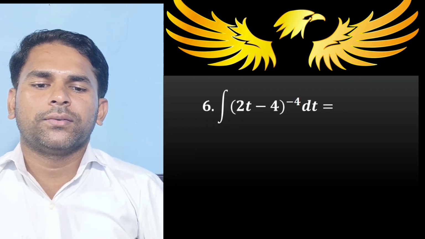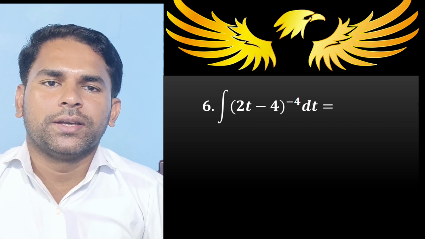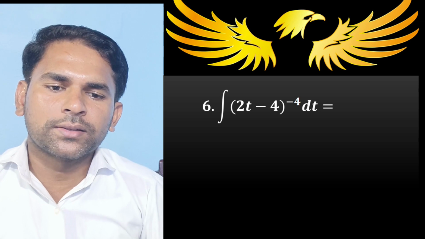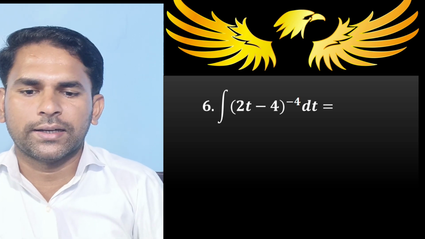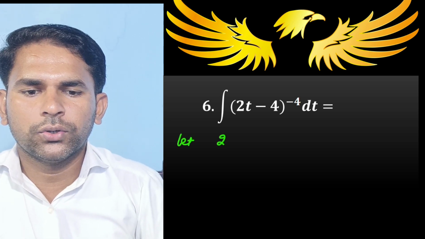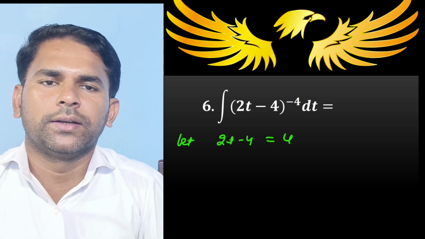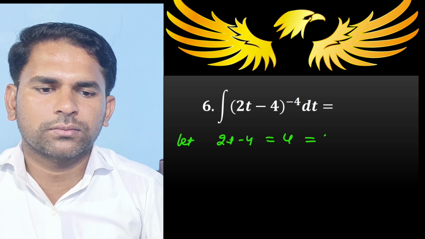Again here, integration is asked. So here again we have an indefinite integration. What you can do here is consider this function as another variable. Let us consider 2t minus 4 is equal to u. Either you can consider it like that, or x, no problem.